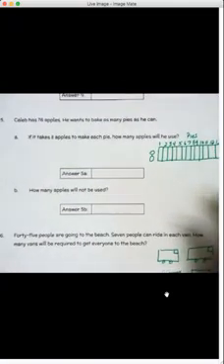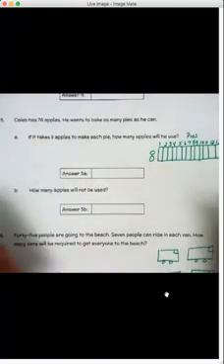Number 5. Caleb has 76 apples. He wants to bake as many pies as he can. It takes 8 apples to make each pie. How many apples will he use?